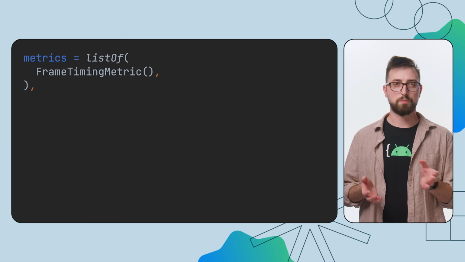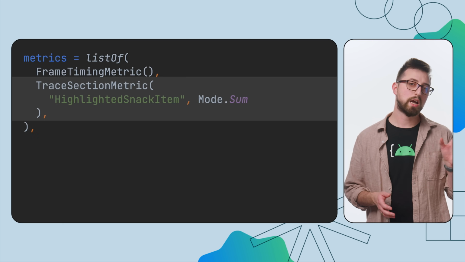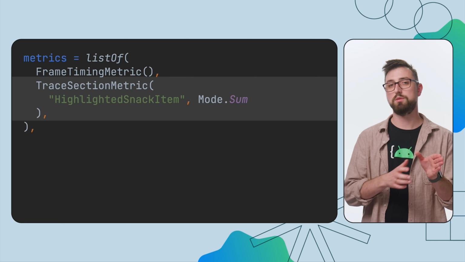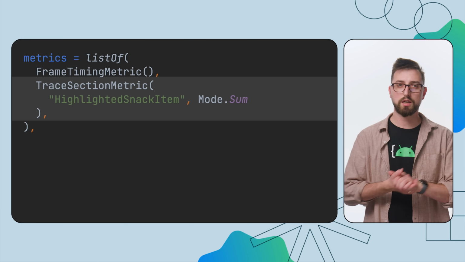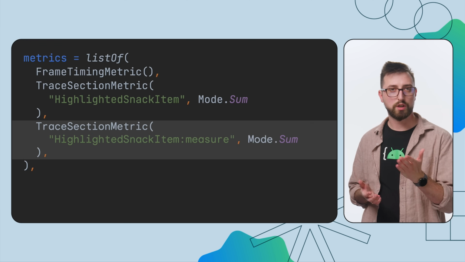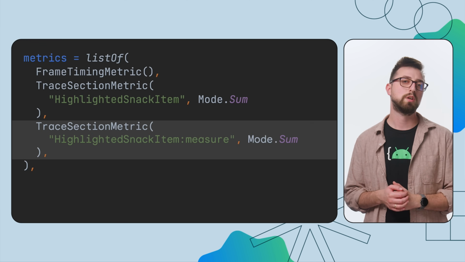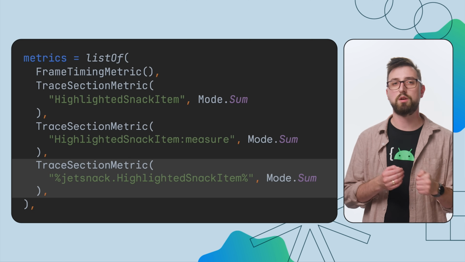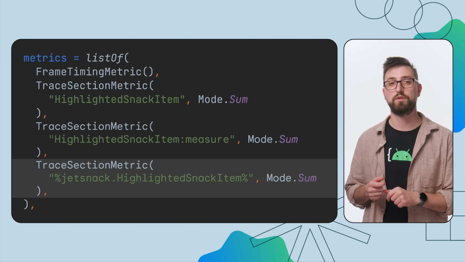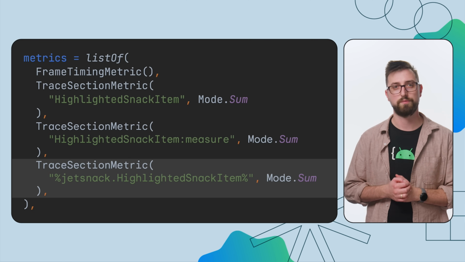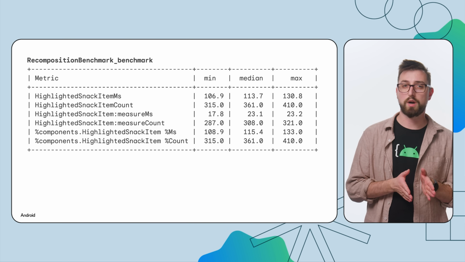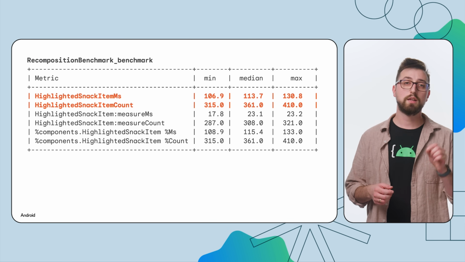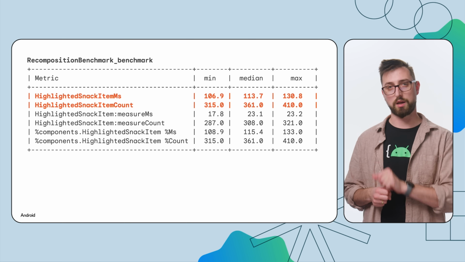To use trace section metric in Macrobenchmark, just add it to the list of metrics. So here I'd be measuring the custom trace section for a highlighted snack item. Here I'd be measuring the timing on the layout phase. And here I'd be measuring section names that were produced by the composition tracing with the help of the % wildcard character. When you run the benchmarks and get the outputs, because I used mode sum, I get the total duration of the section names.